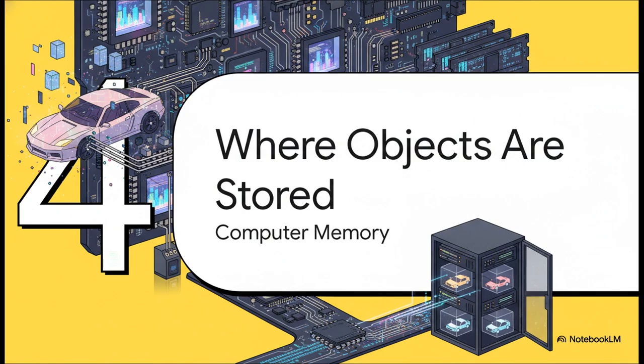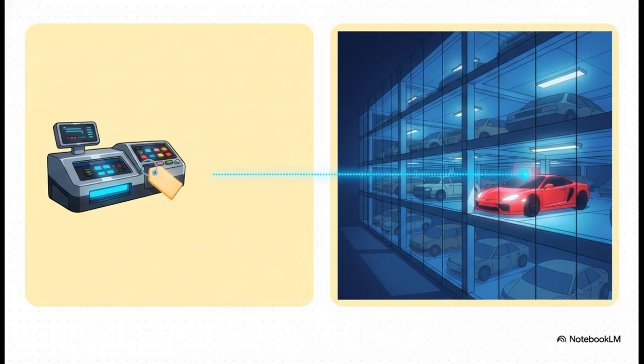Well, inside a computer, this all happens in its memory. And the memory is split into two important areas. Think of it like a huge parking garage. The heap is the main garage area, where all the actual physical cars, our objects, are parked. The stack is different. The stack is like the little ticket you get at the entrance. It doesn't hold the car. It just holds the parking spot number, a tiny, super fast reference that tells you exactly where to find your car in the giant garage.